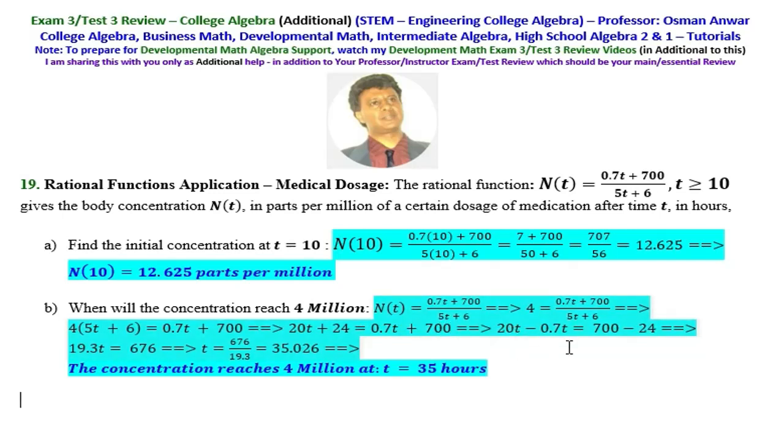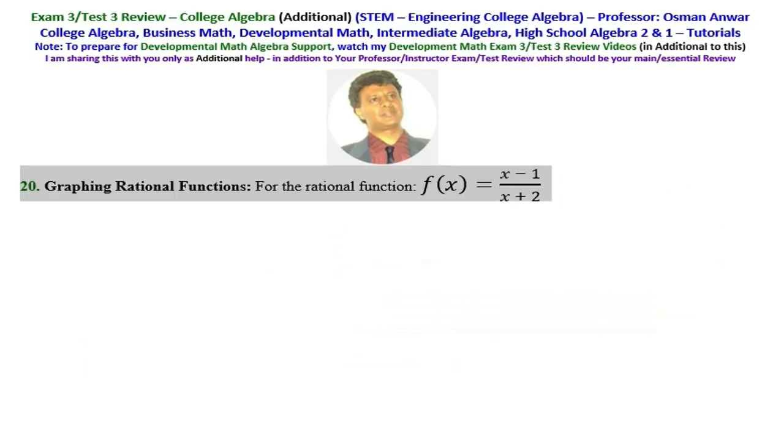That is 20t minus 0.7t equals 700 minus 24. That is 19.3t equals 676. That is t equals 676 over 19.3. That is equal to 35.026. That means the concentration reaches 4 million at t equals 35 hours.